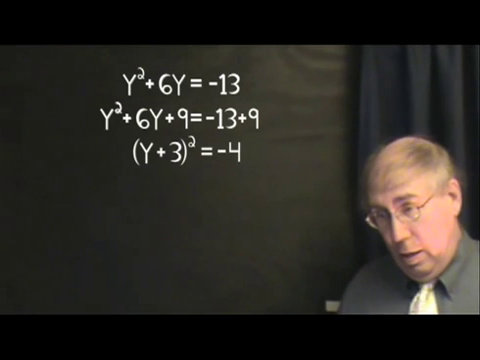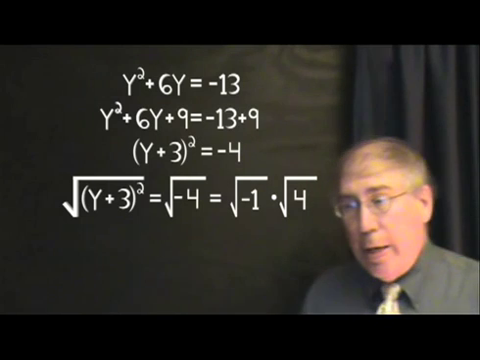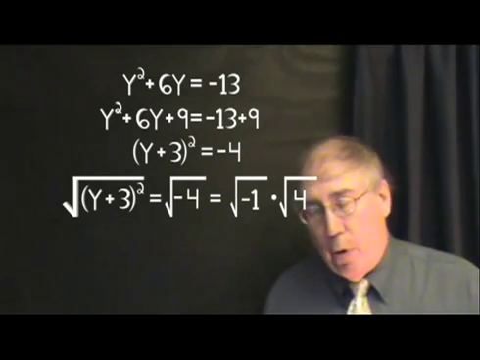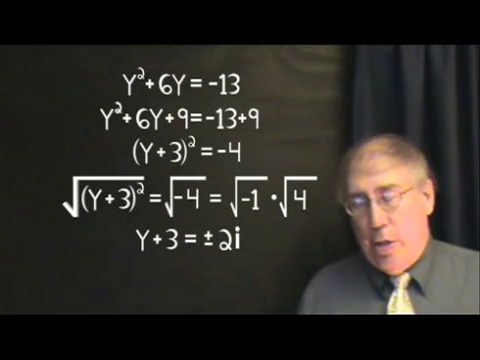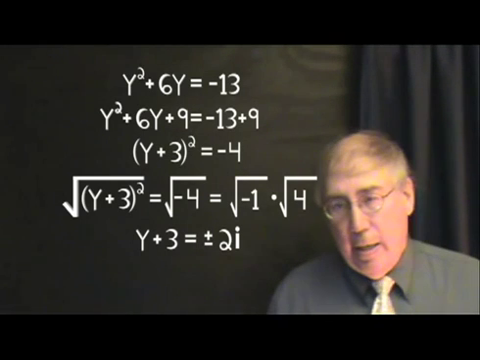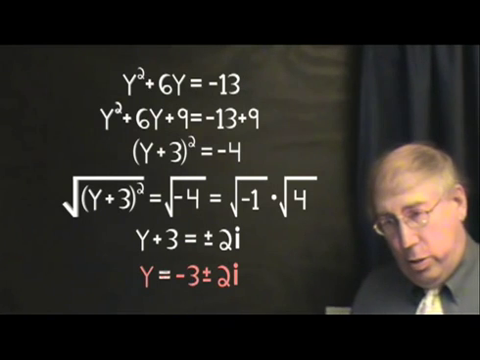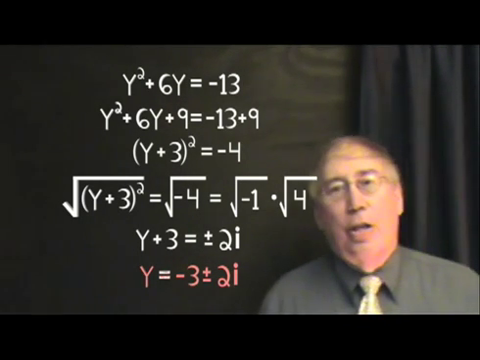So now we've got a negative under the radical when we take the square root of both sides. So on the right-hand side, we've got the square root of -1 times the square root of 4. Square root of -1 is i. The square root of 4 is 2. So we get plus or minus 2i, and that's equal to y plus 3. And so we subtract 3 from both sides, and you get y equals -3 plus or minus 2i.